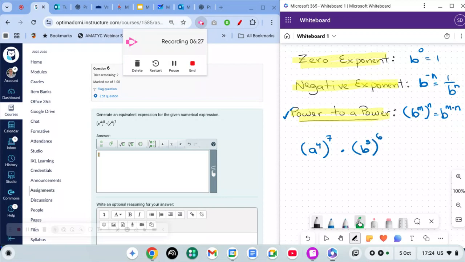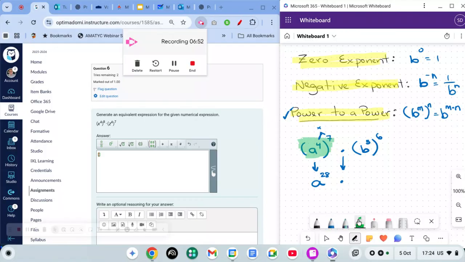So what you're going to do is apply the power to a power rule to each one separately. I'm going to start with this one. I'm going to keep the base, the letter a, and then I'm going to multiply the exponent. So 4 times 7 is 28. Then I'm going to keep this dot. This dot means times, not the decimal point, times, center dot.